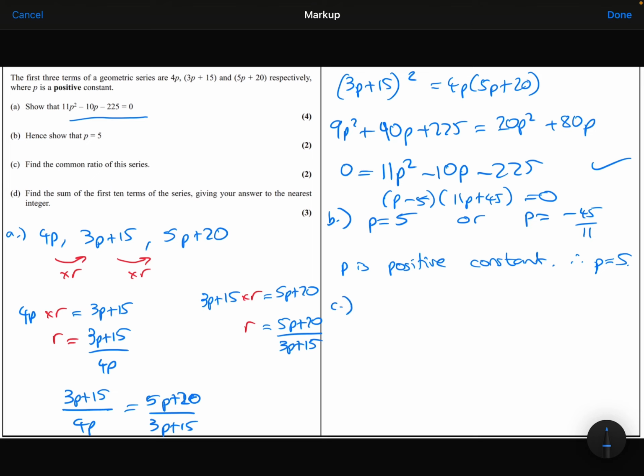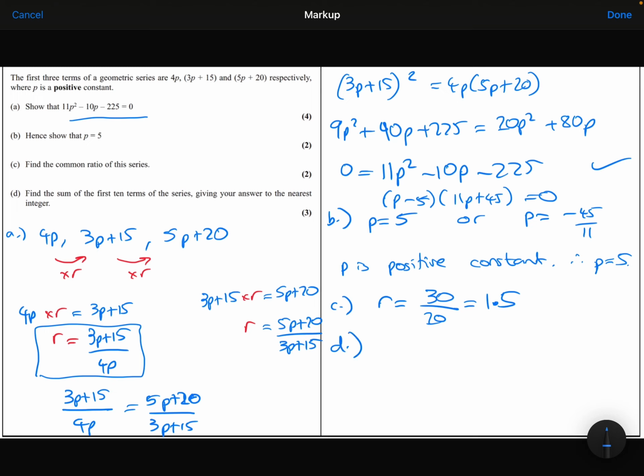Part C, find the common ratio. Well, I had an equation for common ratio down here, so let's use that. So the common ratio, 3p plus 15 over 4p, if p is 5, that's going to be 30 over 20, which is 1.5, or 3 over 2.